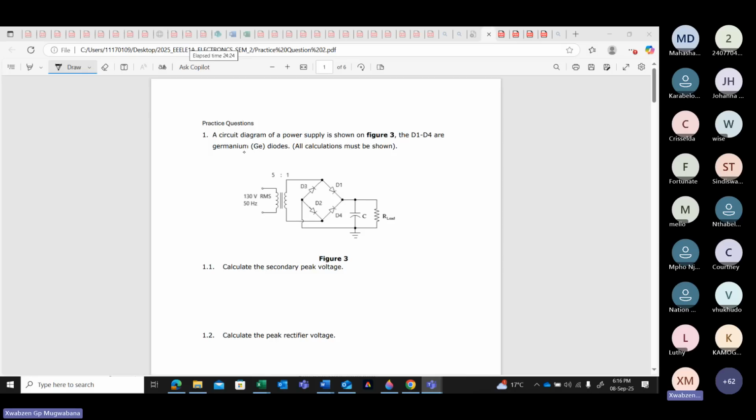And we know that with the germanium diode, we will have a barrier potential of what? With the germanium diode, we will have a barrier potential of what? 0.3. Yeah, 0.3 volts. That is your germanium diode. Then therefore, from there, we know that if we work with this 0.3, it is measured across each of these diodes that you see here. Then it says all calculations must be shown.